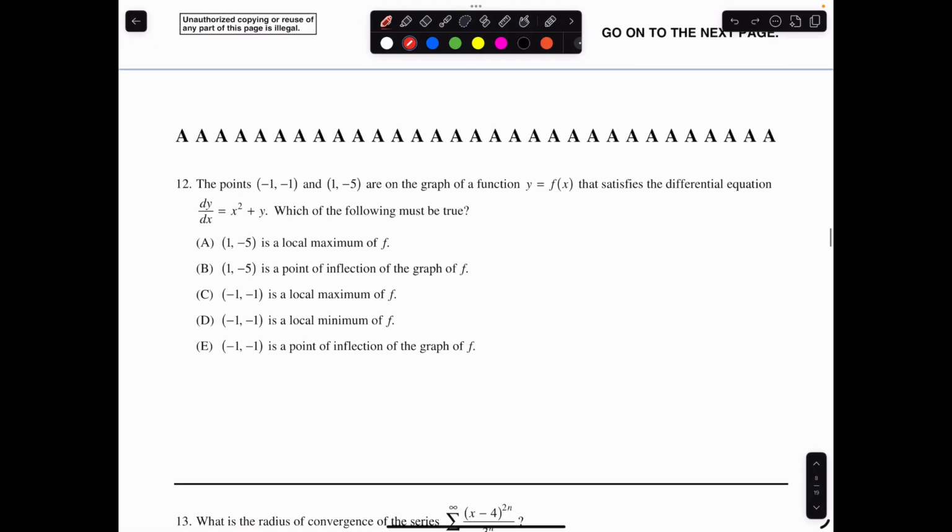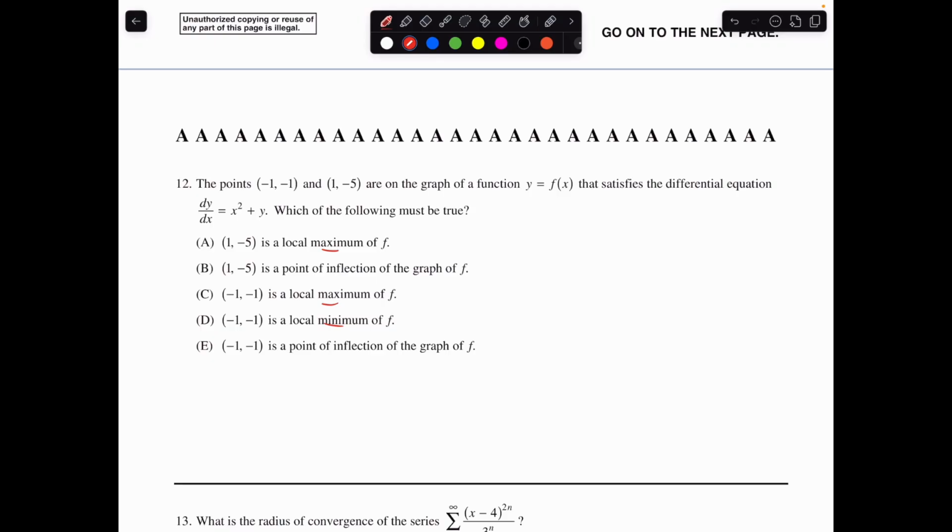All right. The points (-1, -1) and (1, -5) are on the graph of a function y equals f of x that satisfies the differential equation dy/dx equals something, which of the following must be true? All right. It seems like we are looking at local maximum and also point of inflection. Most of the answer choices are about local extrema, so I'm just going to plug it into dy/dx and see what value it's equal to.